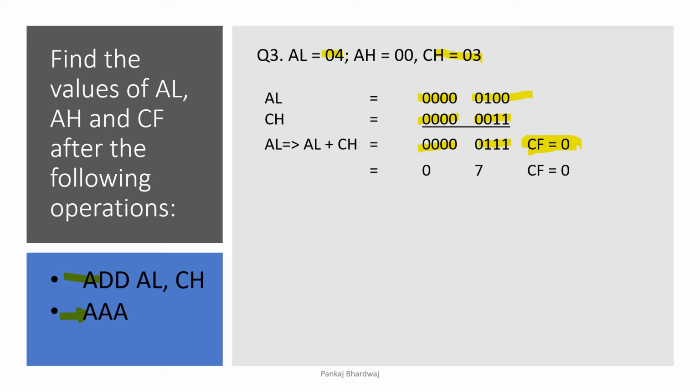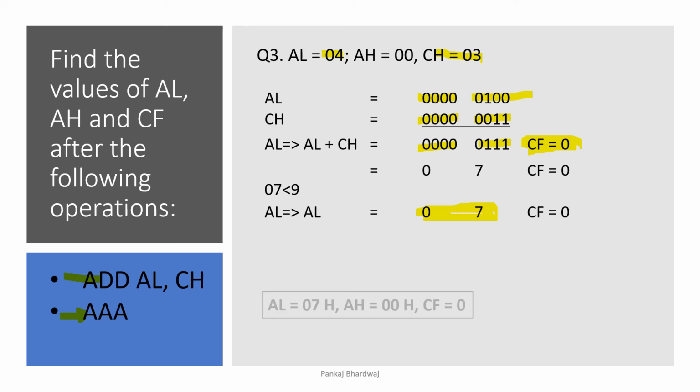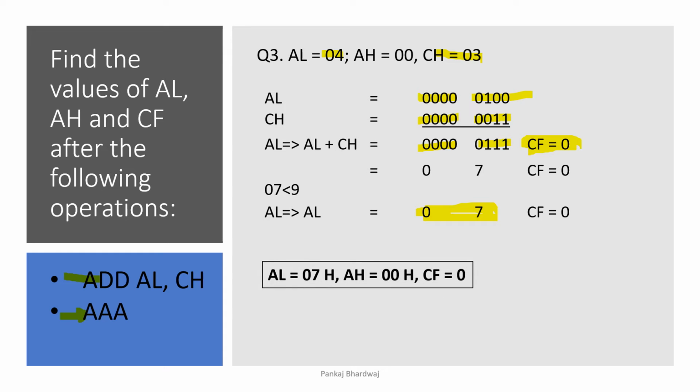This is nothing but 07. 07 is less than 9, so we need not change anything. That means the content will be the same as 07. AH will be 00, AL will be 07, and CF, as there is no carry, is 0. So the answer is AL equals 07, AH equals 00, CF equals 0.